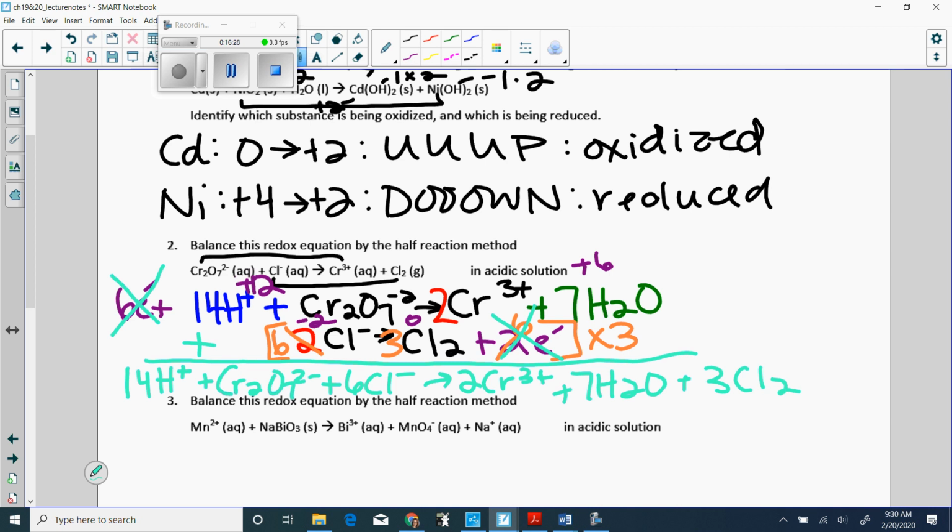So now I can double check. 14 hydrogens, 14 hydrogens, 2 chromiums, 2 chromiums, 7 oxygens, 7 oxygens, 6 chlorines, 6 chlorines. A simple 13-step process to balance an equation.